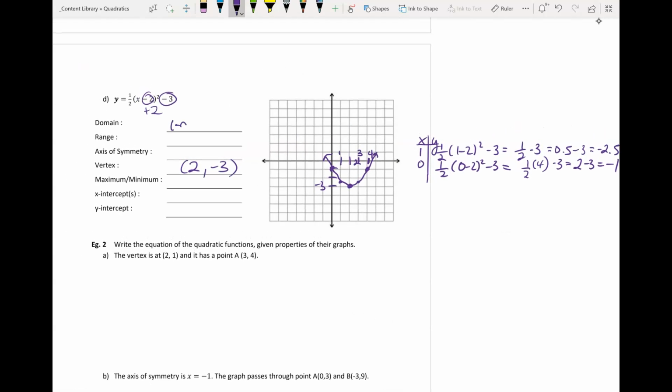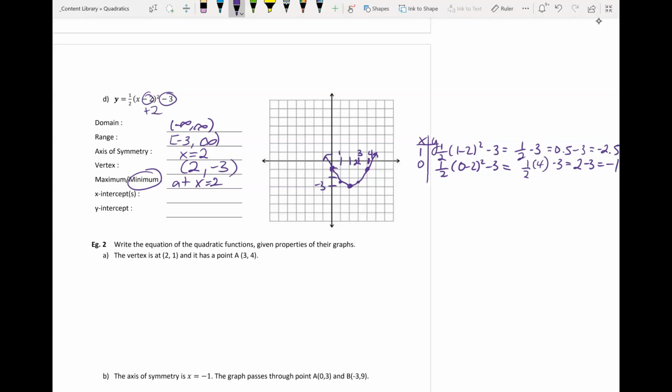The domain remains the same. Your range, your lowest y value is negative 3. We touch it, and it goes on to infinity. Your axis of symmetry is going to be 2 because that is the x value of your vertex. We have a minimum here at x equals 2.